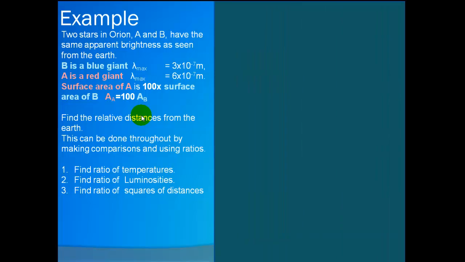Let's go through this using the ratio of temperatures. We know that lambda times T is a constant for both of the stars. So this is lambda T for the blue star, lambda T for the red star. Let's rearrange.